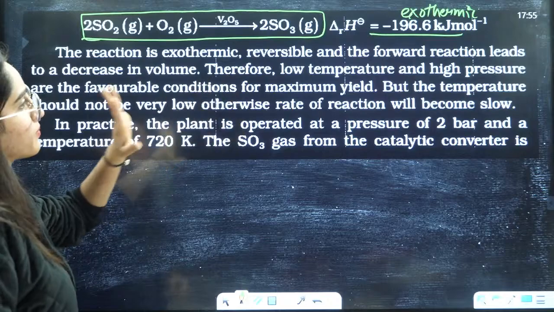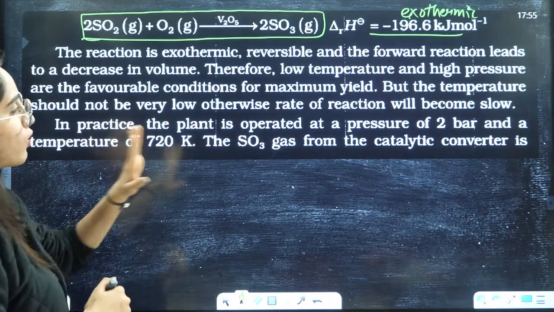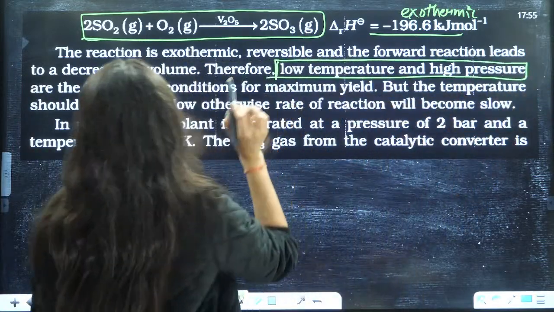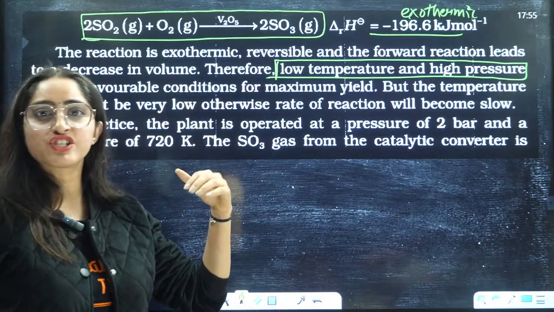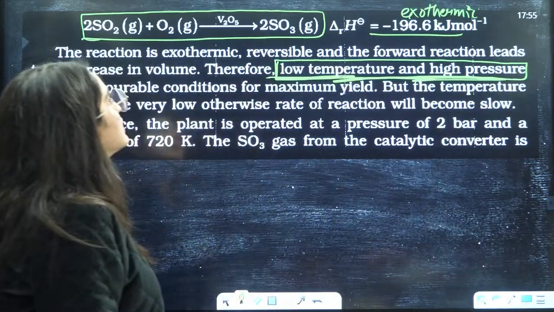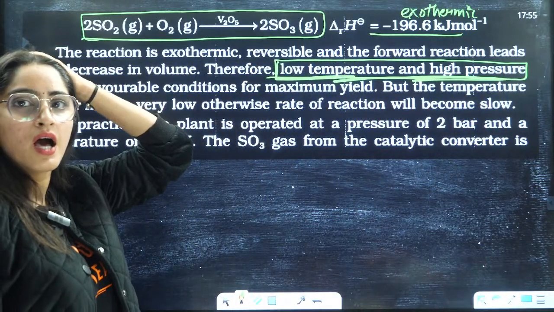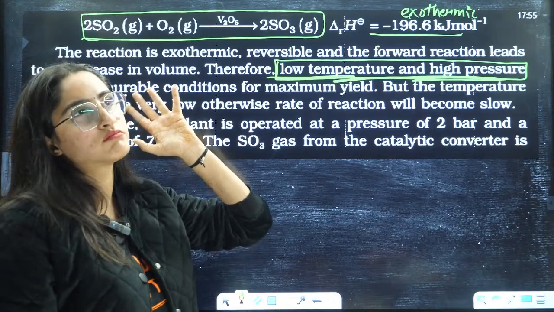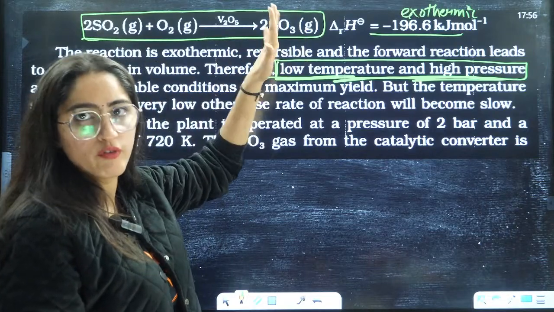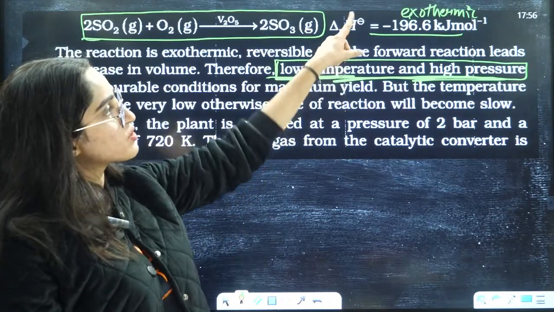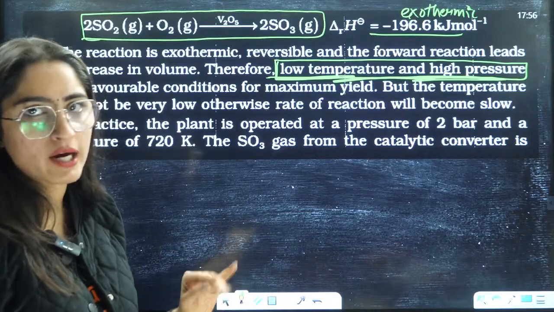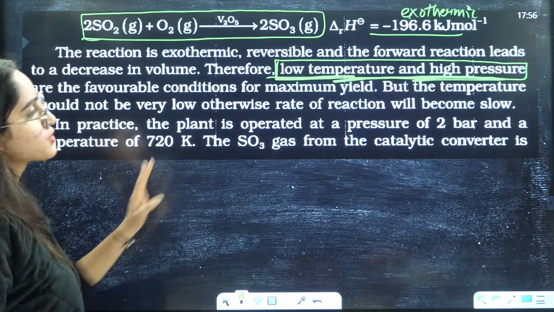So the reaction is exothermic, reversible, and the forward reaction leads to a decrease in volume. Low temperature, very important, low temperature and high pressure are favorable. This is according to Le Chatelier's principle, right? High pressure means it will move towards fewer moles. Fewer moles are on the product side, so it will move forward, right? Low temperature, because it is exothermic, so at low temperature it should go forward. This we have discussed in chemical equilibrium, Le Chatelier's principle. These are favorable conditions for maximum yield.